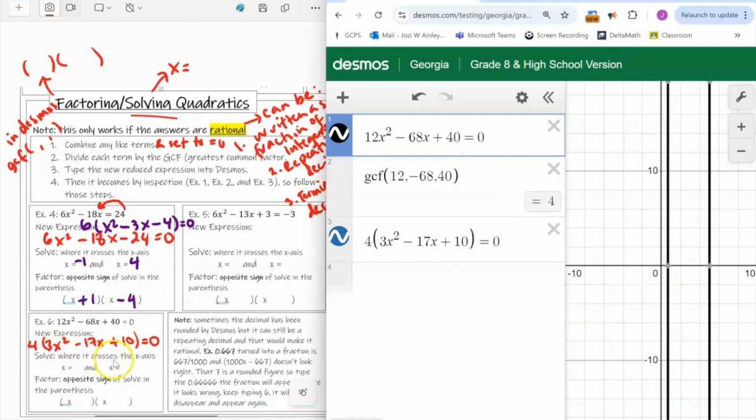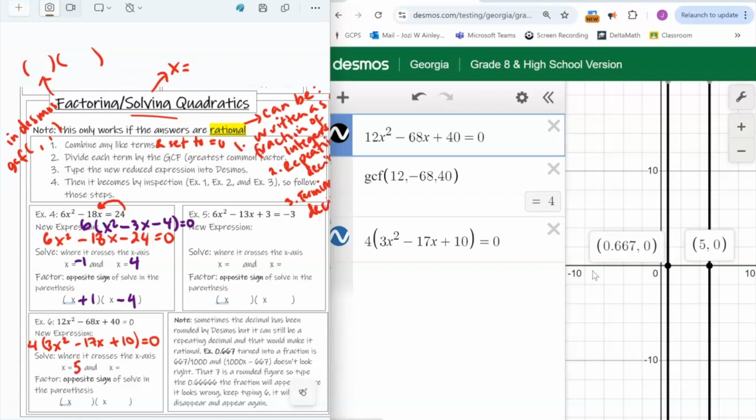All right, then it says solve where it crosses the x-axis. So type the new reduced expression into Desmos. It becomes by inspection. So now we're just inspecting. So here are my x-intercepts, my roots, my solutions, my zeros. Okay, so one of those 4 words will determine what you're looking for. All right, so it looks like I have a whole number, which is 5, so that's easy. Okay, so this one where it crosses, x is equal to 5, but it also crosses where x is 0.666.